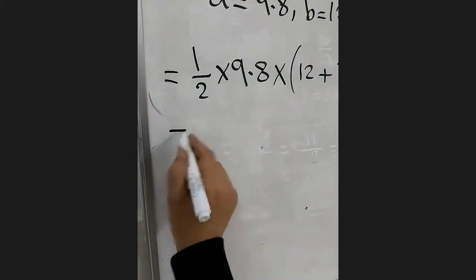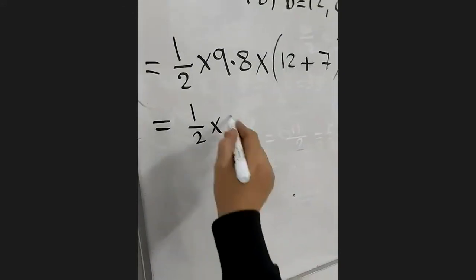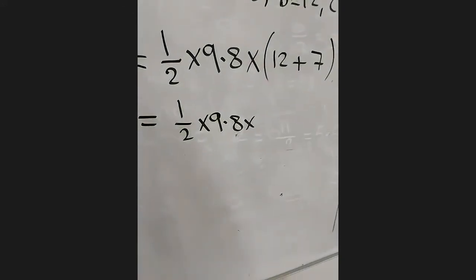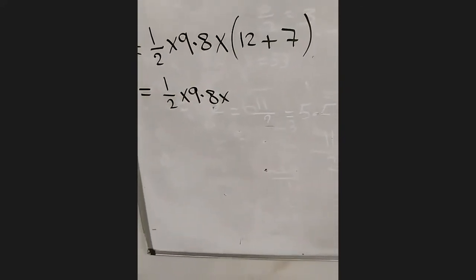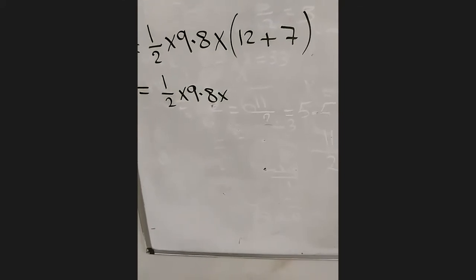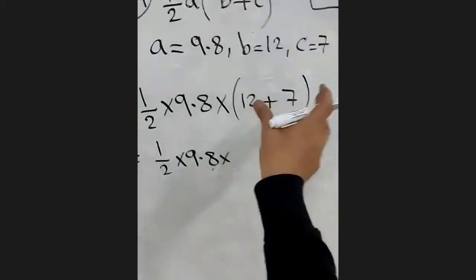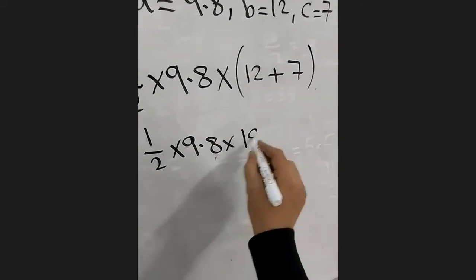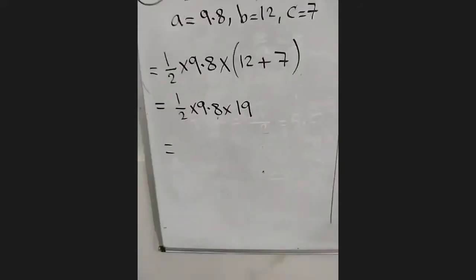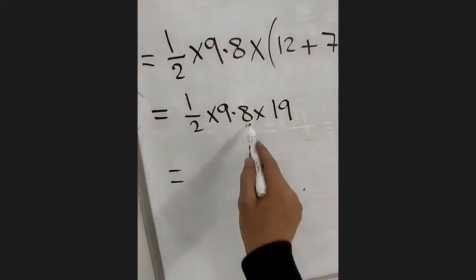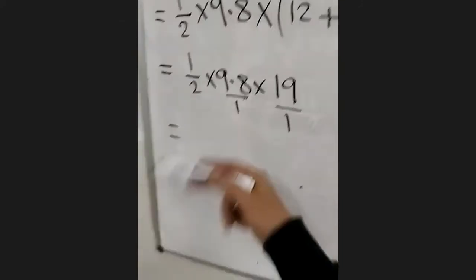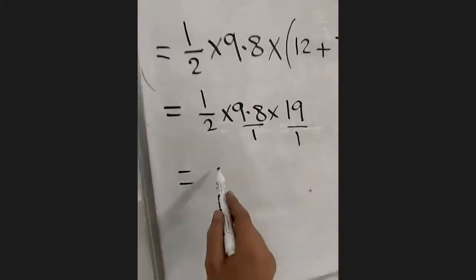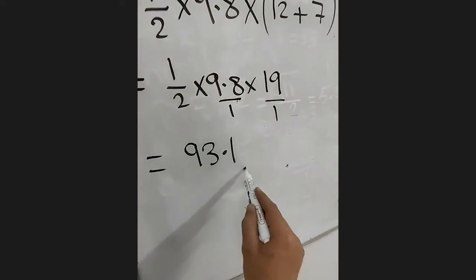What we need to do first? We will do the parentheses first. 12 plus 7 is 19. Now I will multiply 1 over 2 times 9 times 19, and the answer will be 93.1. 93.1.